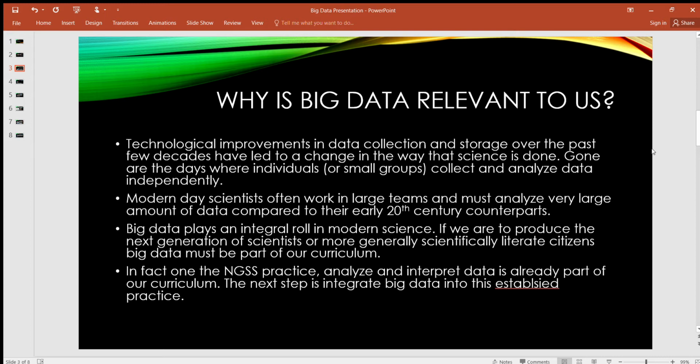So we can see that big data is playing an integral role in modern science, and we shouldn't expect that to change. So if we're going to build the next generation of scientists or just scientifically literate students, we want them to be able to deal with big data. In addition to that, it also touches on our NGSS practice of analyzing and interpreting data. Okay, to get to the next step there, all we need to do is start integrating big data into what we already do in relation to that practice.